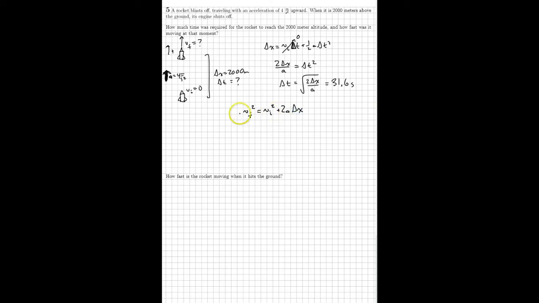And I want to take the square root of both sides. Be careful with the algebra. The square root of this right side is not VI plus square root of 2A delta x. In this case, the VI is 0, so you wouldn't have gotten a wrong answer from it, but if the VI was not 0, you definitely would have. You can't do the square root like that. So I'll take the square root of both sides. And then I will get about 126.5 meters per second.